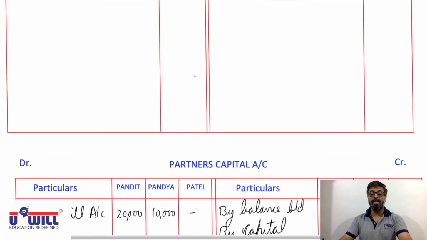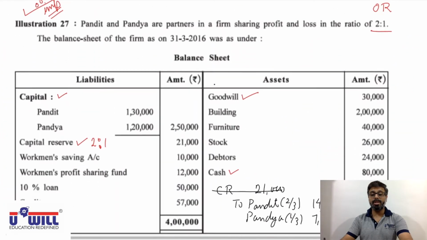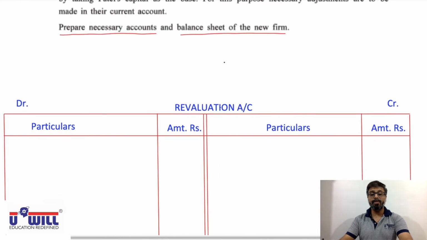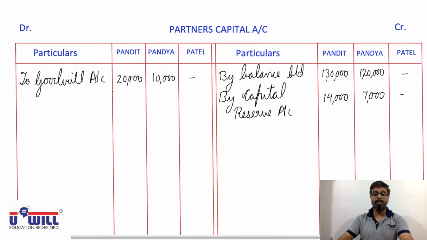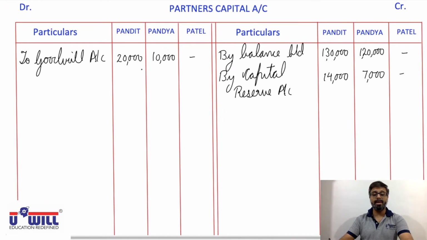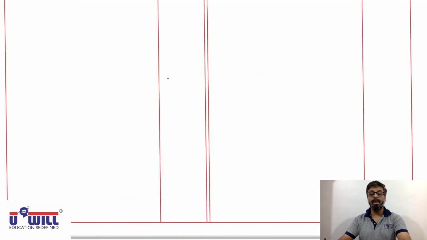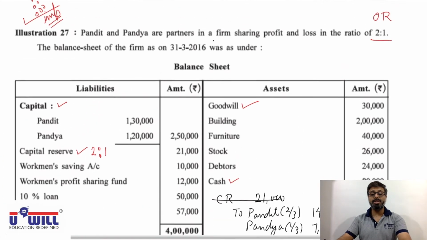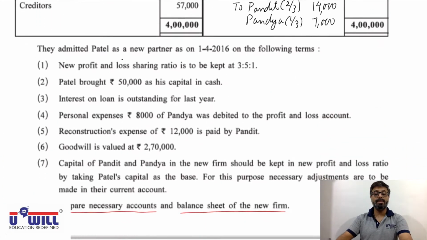Okay, again left right, right left. In the balance sheet goodwill is on the right side, so in the partners' capital account it will come on the opposite side, the left side, in the old ratio. Okay, so all the things from the balance sheet are taken. Now we take up the adjustments.